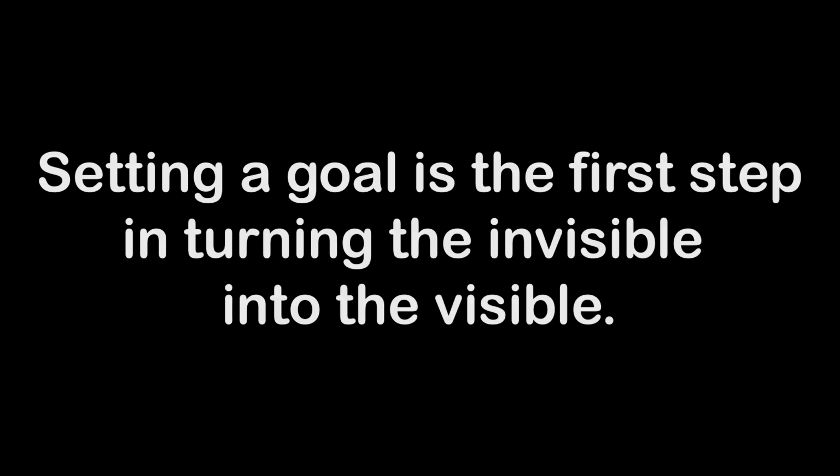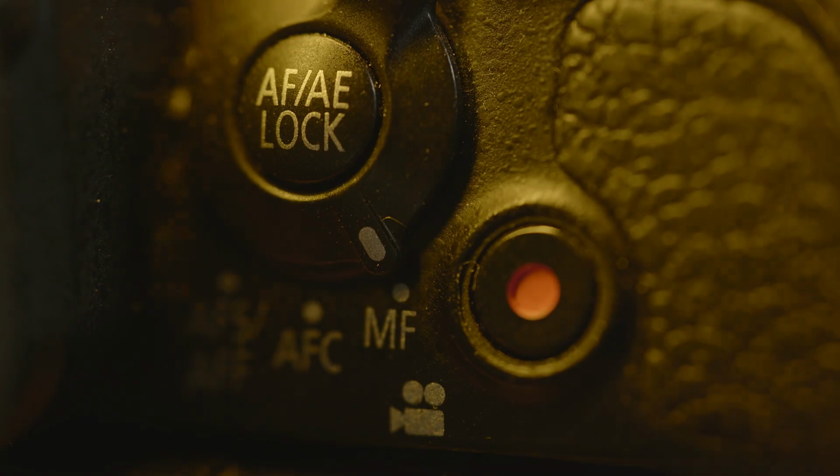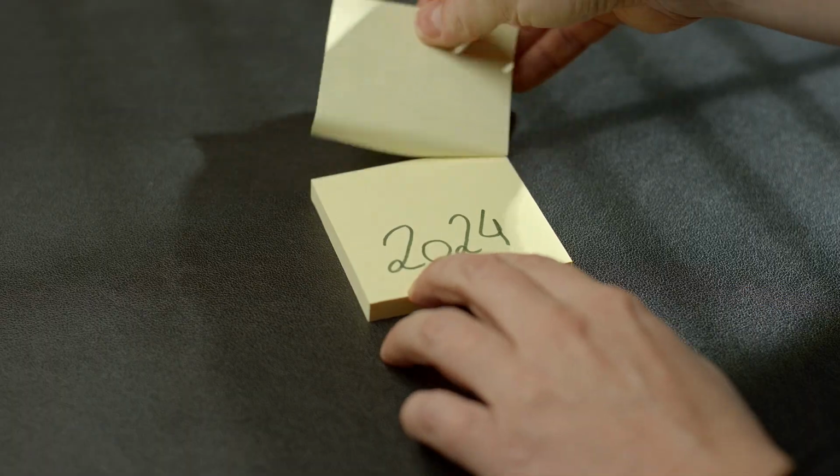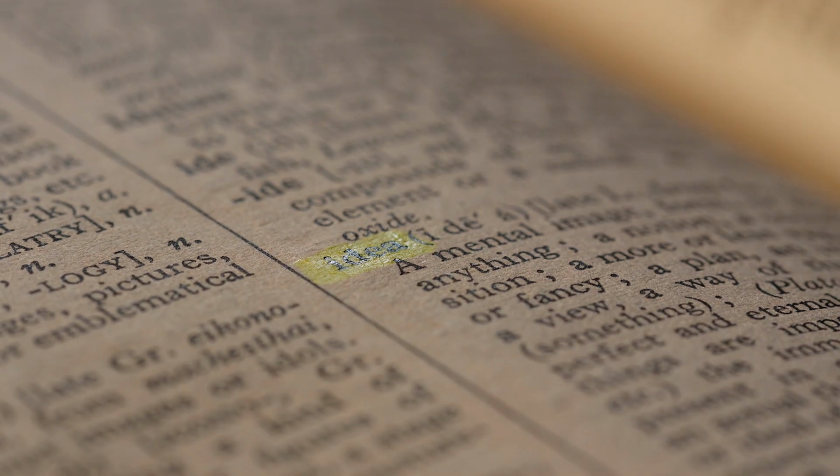Setting a goal is the first step in turning the invisible into the visible. This year, I set a goal of photographing different objects, subjects, and locations. You can guess how that's gone. So I'm starting right now. But first, I need a concept or a topic.